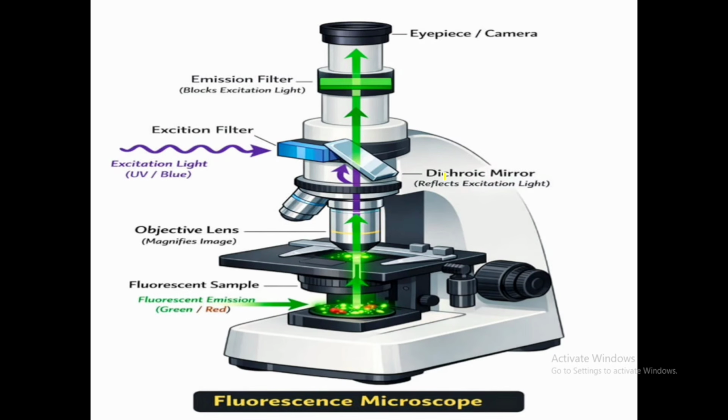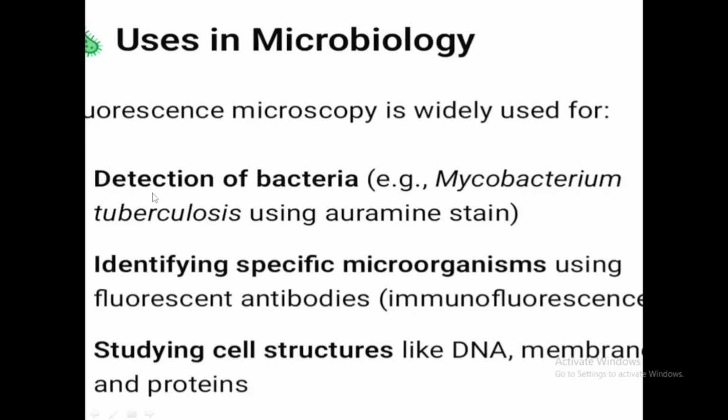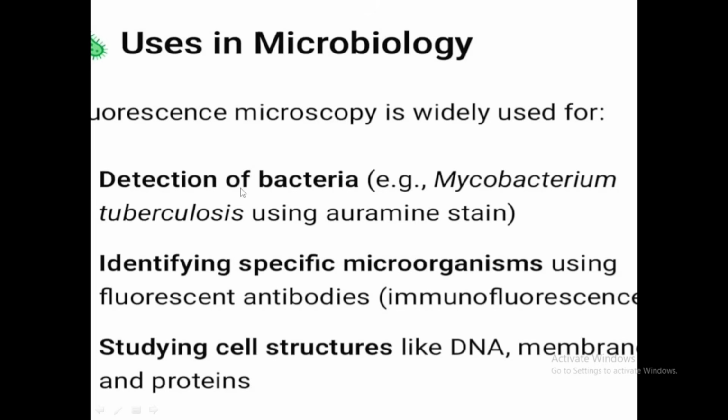Next, we can see what the uses of this microscope are. We can detect bacteria, especially Mycobacterium tuberculosis. We can watch it with the help of auramine stain, which is the fluorescent dye we use. It is an advanced method. The traditional method to see Mycobacterium tuberculosis is acid-fast staining of the bacteria.